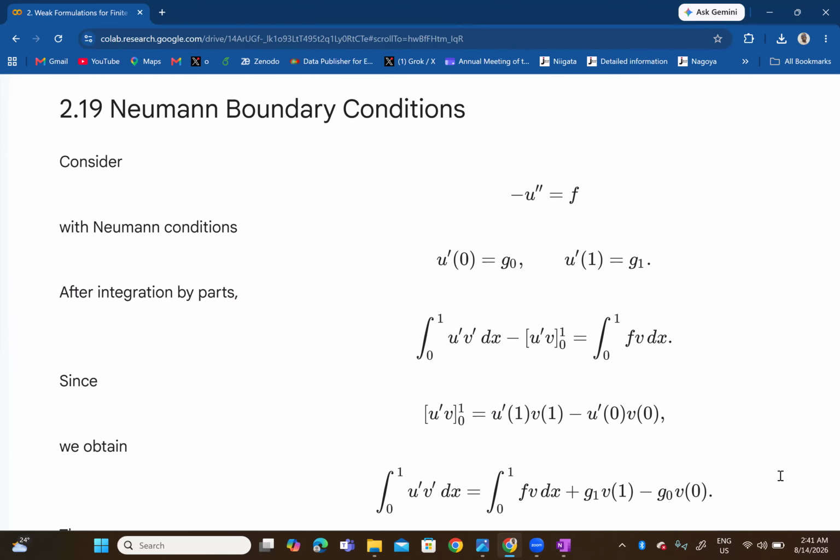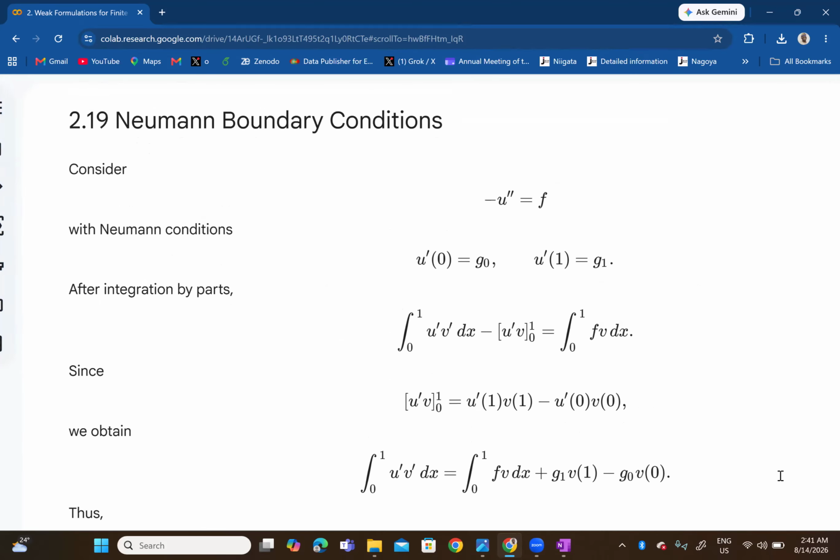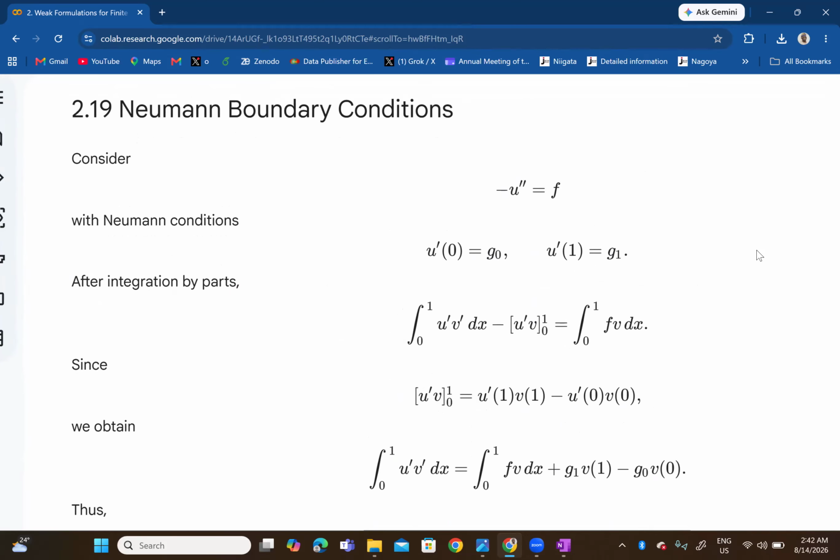Then we have Neumann boundary conditions. So consider minus u prime prime equals f, with Neumann conditions u prime of 0 is g sub 0 and u prime of 1 is g sub 1. After integration by parts, of course, we get the integral from 0 to 1 of u prime v prime dx minus u prime v from 0 to 1 equals the integral from 0 to 1 of f v dx, like we had before.